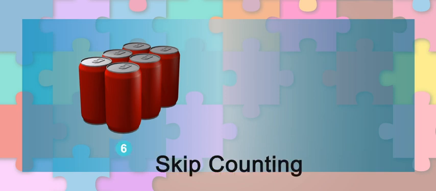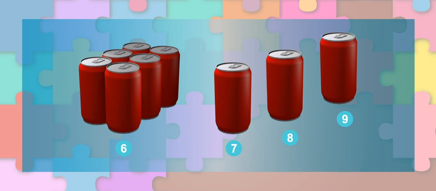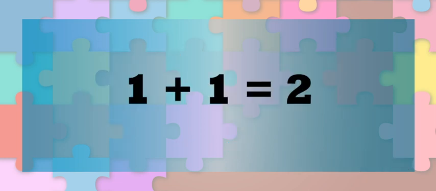Counting allows you to find out how many items there are in a collection of items. Skip counting gets you there faster than counting things one at a time. Counting on allows you to start your count from a number greater than 1. With addition, you're combining two numbers to find the total. The simplest addition statement is 1 plus 1 equals 2. In this video, you'll be using your counting skills to add larger numbers.